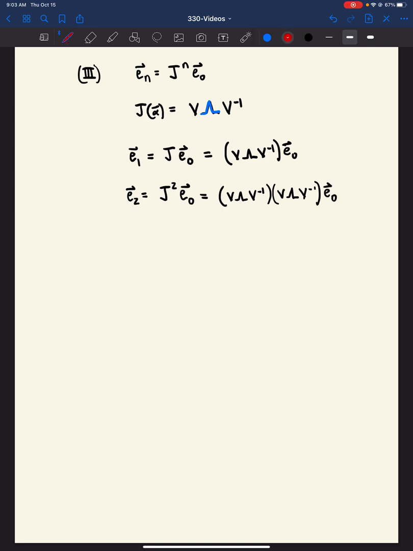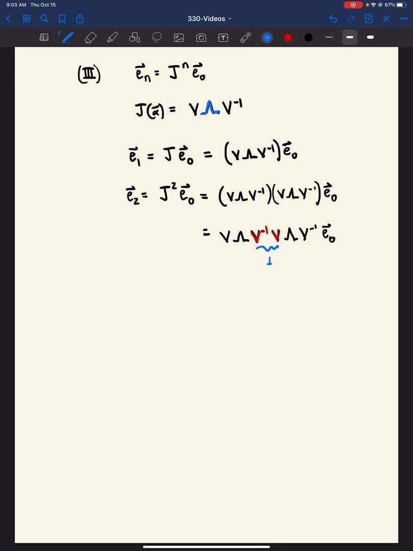And let's see what actually happens when we continue multiplying this out. We'll still be stuck with that V on the left-hand side. We'll get a lambda, we have a V inverse, we have a V, we have a lambda, we have a V inverse, and finally we get that E sub 0. And if we notice what's happening in the middle, we have V inverse times V.